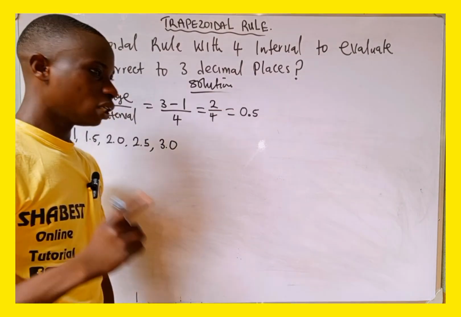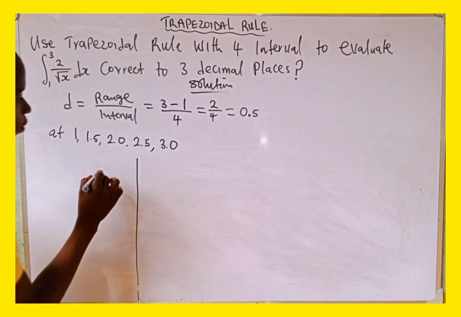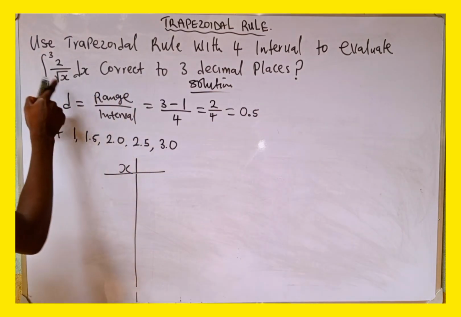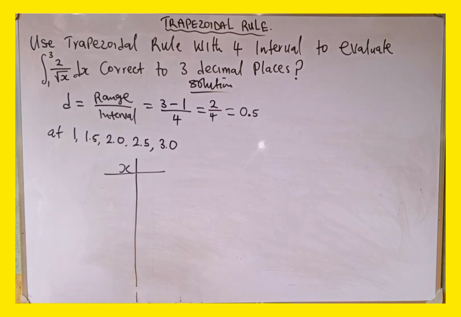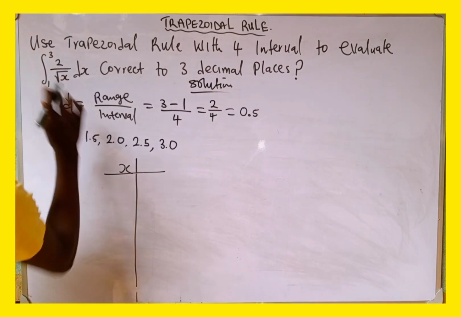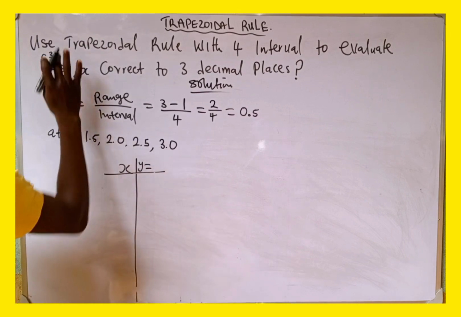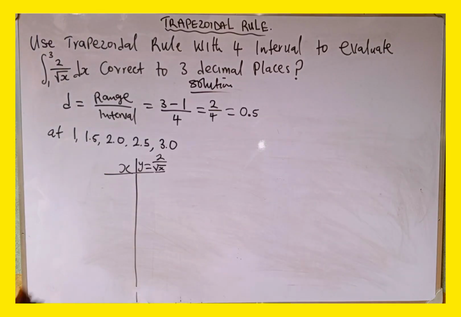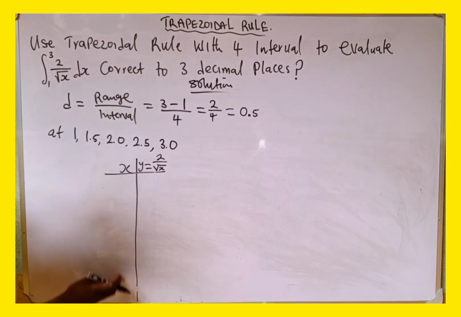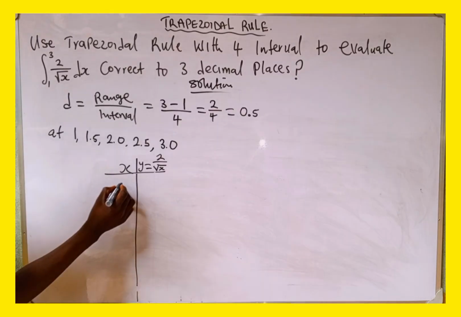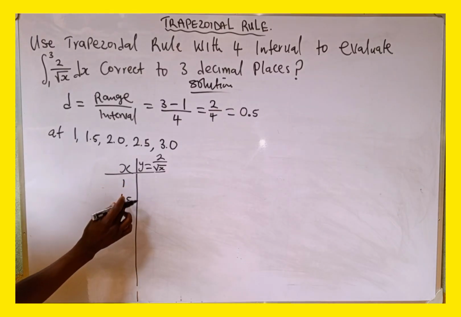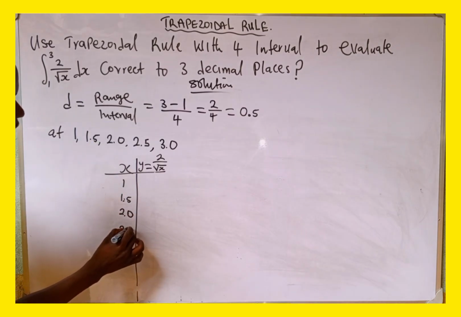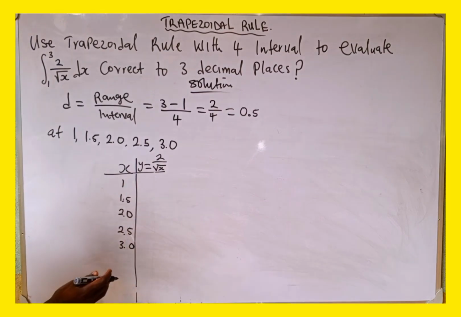The next thing we are going to do is to draw a table. The first column of this table is going to be x, because we are evaluating this integral with respect to x. The second column is going to be the function, which can be represented as y, which is equal to 2 over root x. Now this x implies the ordinate, so we write all the ordinates under the column for x. The first ordinate is 1, followed by 1.5, then 2.0, then 2.5, then 3.0. So these are the ordinates.